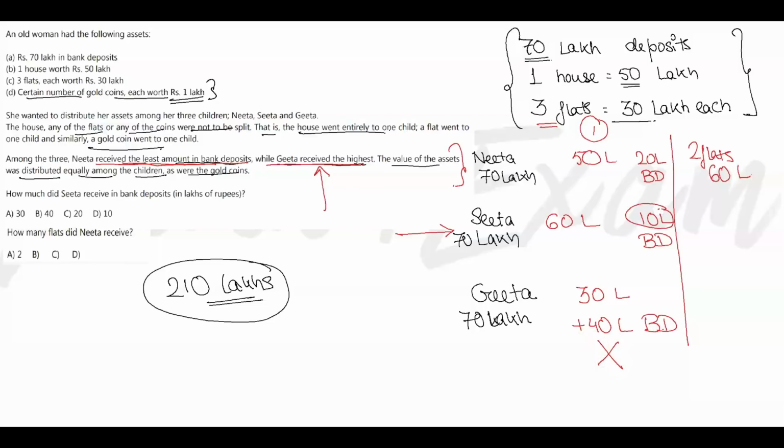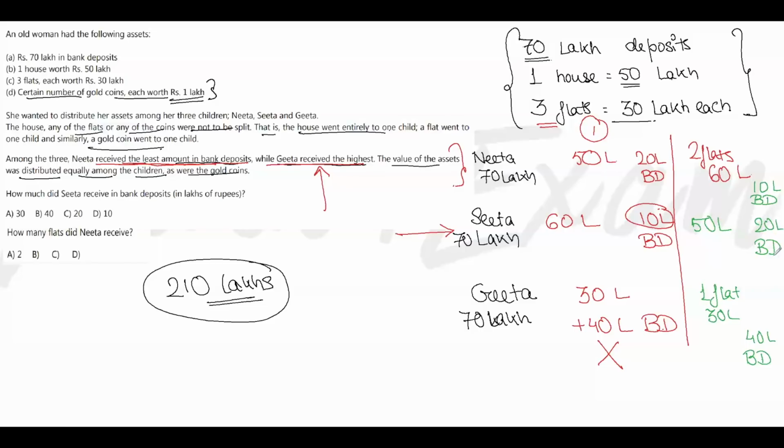Now let's move on to case 2, where we have discussed that Nita can take two flats and the total worth would be equal to 60 lakhs. In that case, there would be 10 lakhs of bank deposits given to Nita. Now Geeta receives the maximum amount from bank deposits, so let us just give her one flat that is worth 30 lakhs, and the remaining 40 lakhs would come from bank deposits. Sita gets the house which is worth 50 lakhs, and the remaining 20 lakhs are from bank deposits.